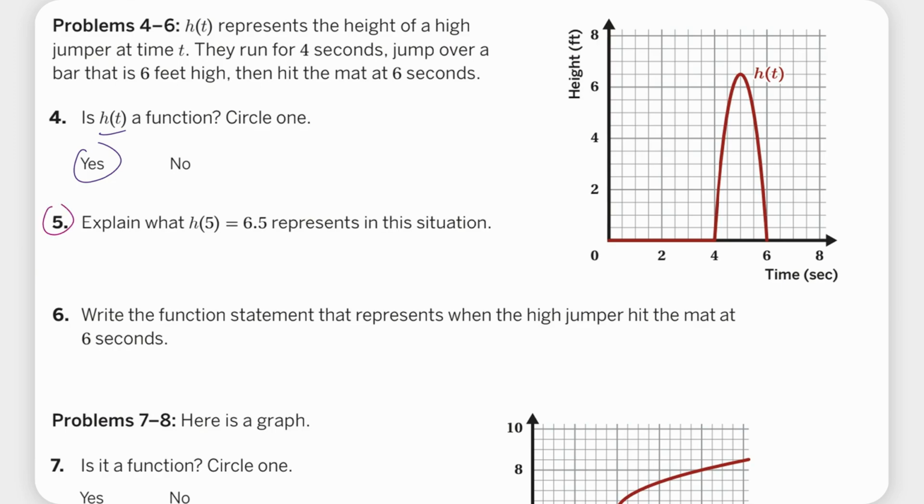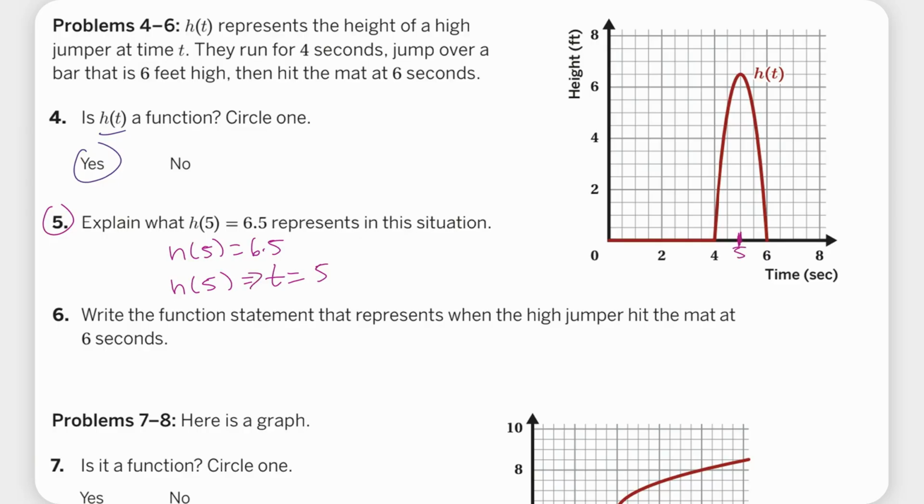For number 5, it says explain what h of 5 is equal to 6.5 represents. So h of 5 means when t is equal to 5 seconds. And so when I'm looking at 5 seconds, that lands right around here.